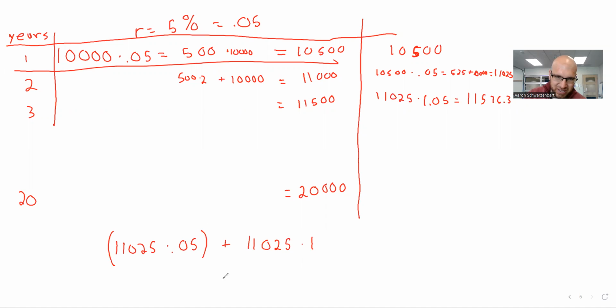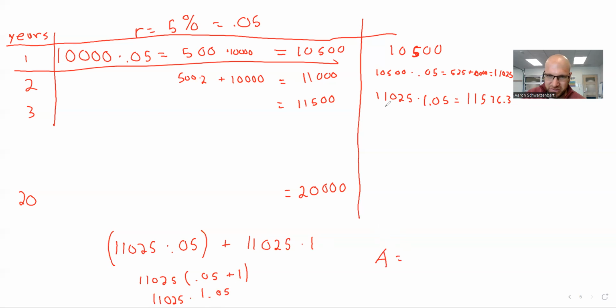I'm intentionally writing it times 1 because I'm going to basically reverse the distributive property on this. And we call this factoring out. I'm going to factor out the 11,025, giving me a 0.05 plus 1, which is 1.05. So this is my total amount, or my initial amount plus my interest. So I've just added my interest rate to 1, and that allows me to get my total amount. Well, that leads us to our compound interest formula.